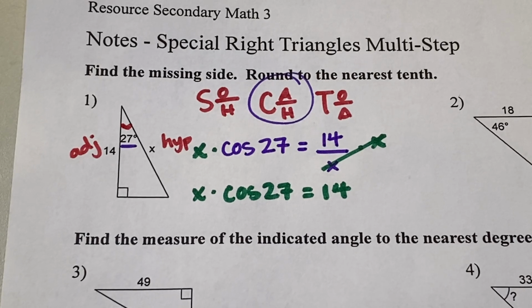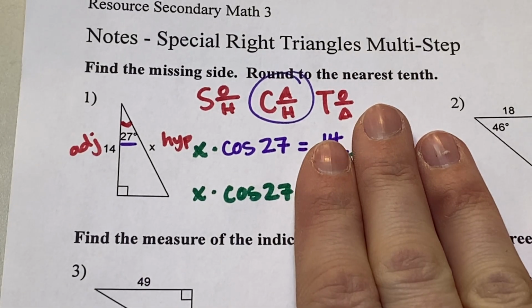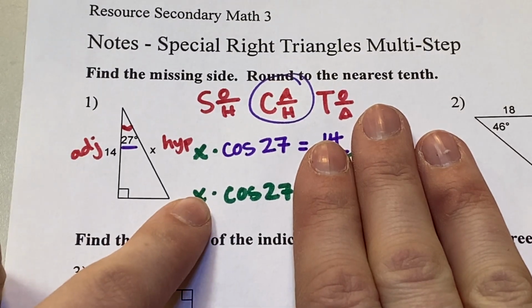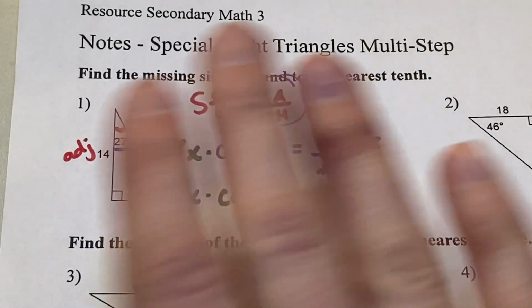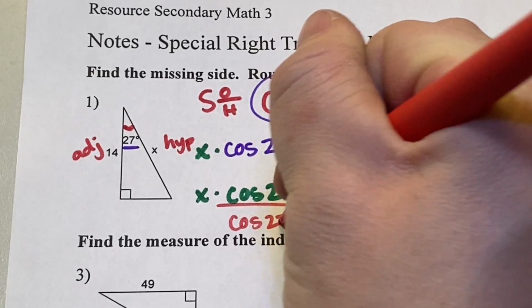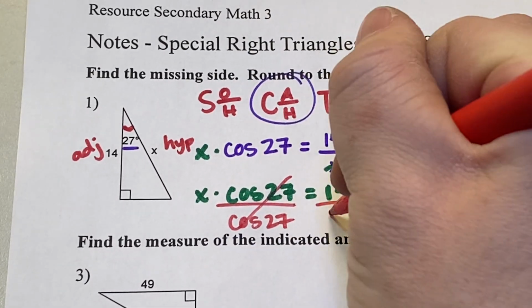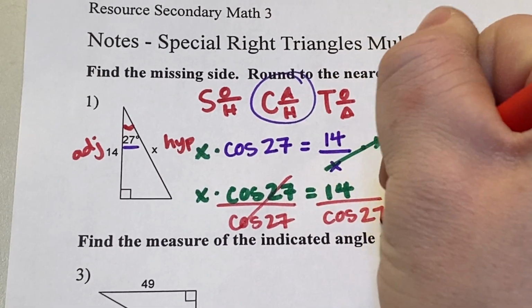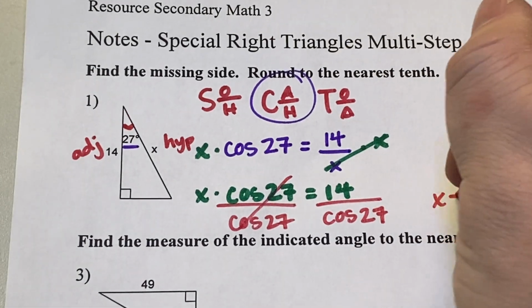Okay. Well, now my x is on the other side. So now I need to look at that side because I need x by itself. So tell me, you guys, what is the opposite of multiply by anything? Divide. So now we're going to divide by cosine of 27. That gets rid of it on that side. Do the same thing on this side. That's going to give us our x all by itself.